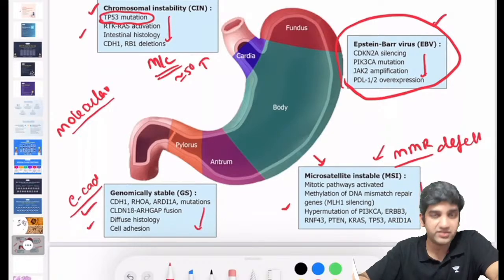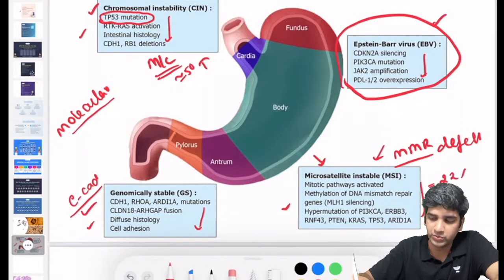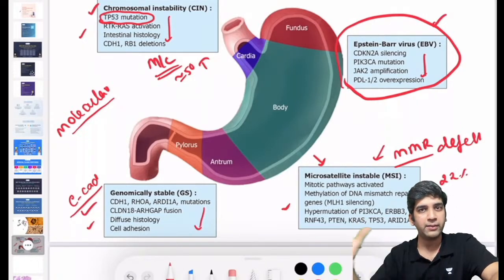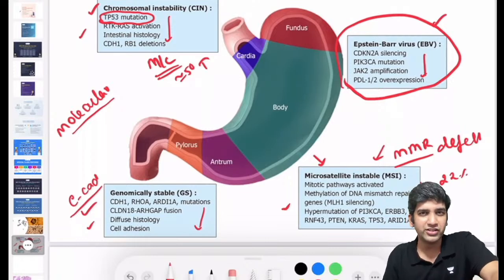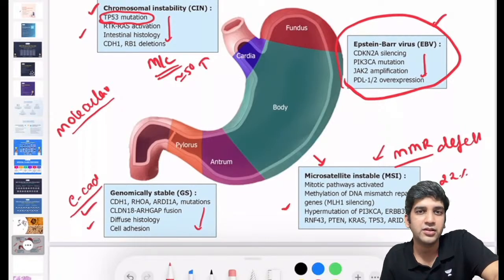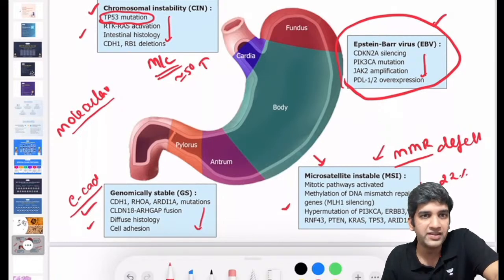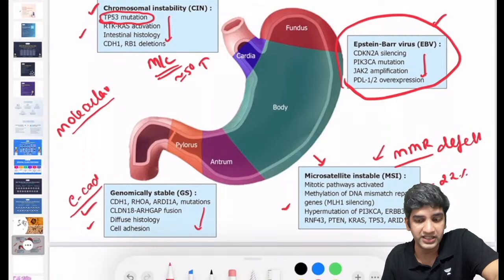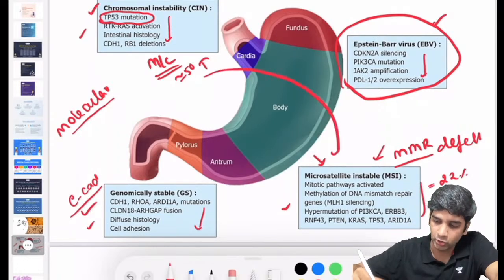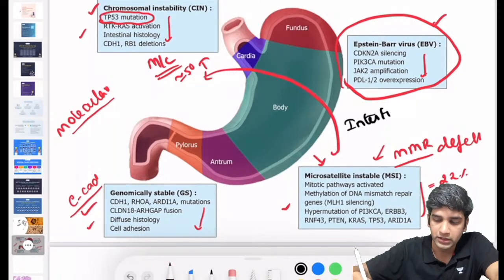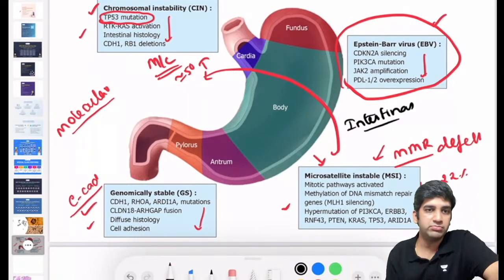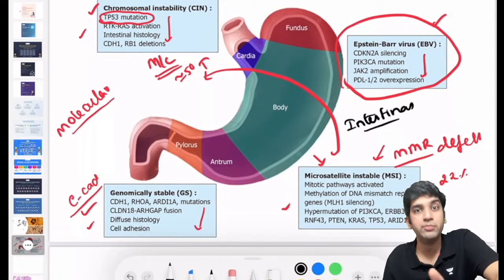Majority next will be this MSI instability, approximately 22%. Rest is between my EBV and my genomically stable. EBV is actually the least important, around 10%. Just 10% of the cancers are EBV related in the molecular classification. What makes a difference here is, apart from genomically stable, the rest, all 3 of them, will have intestinal type morphology only. They will not have a diffuse type of morphology. Only the genomically stable type, which has CDH1 mutation, will have the diffuse signet type of gastric carcinoma.